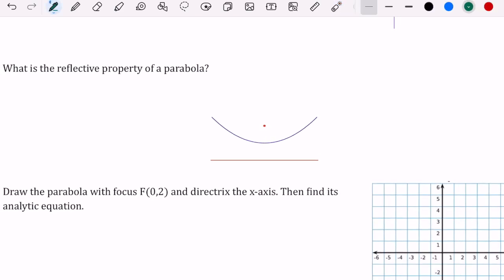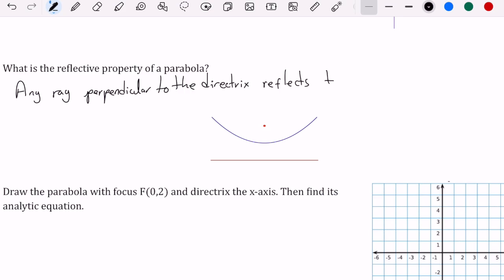So any ray perpendicular to the directrix, oh, did you hear? To the directrix reflects to the focus of the parabola.